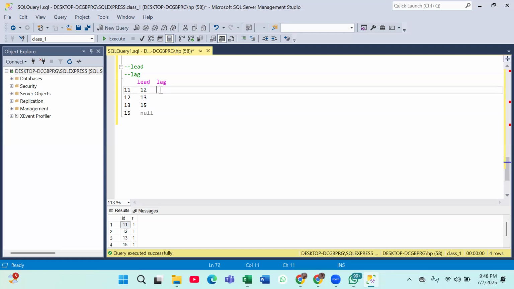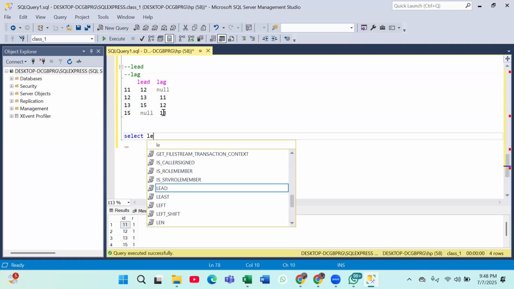And what lag will give you is the opposite of that. That means you will get the number above. So before 11, we have nothing, right? Before 12, we have 11. Before 13, 12. And before 15, it's 13. Is this clear with you, everyone?